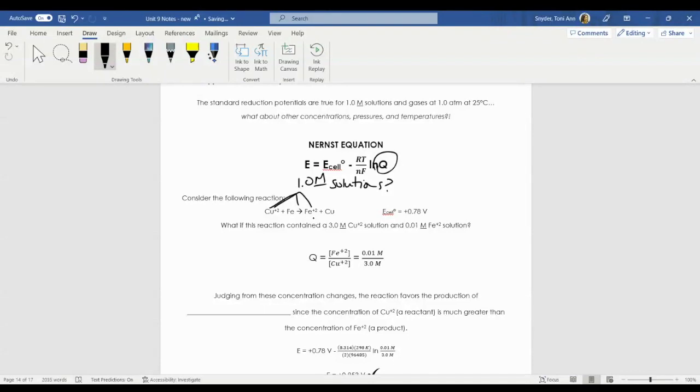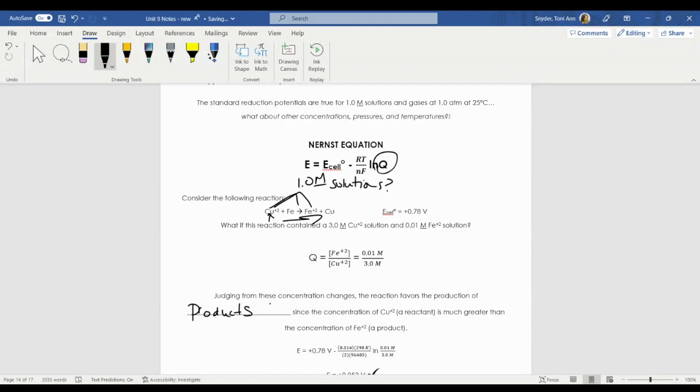If I have a much higher concentration of copper than I do iron, this reaction has to favor the products. It's going to make a lot more iron two and metallic copper, I should say. So we're bringing Le Chatelier's principle into this now. When those concentrations of solutions change, we could produce more or less product depending on which concentrations are changing. You only need to know that part.